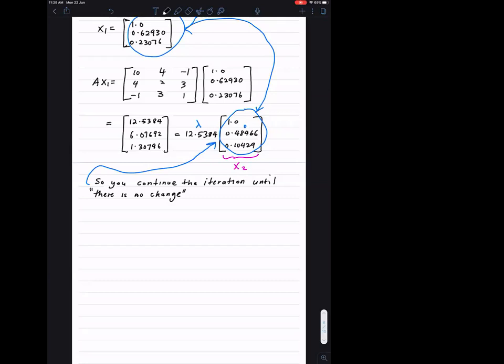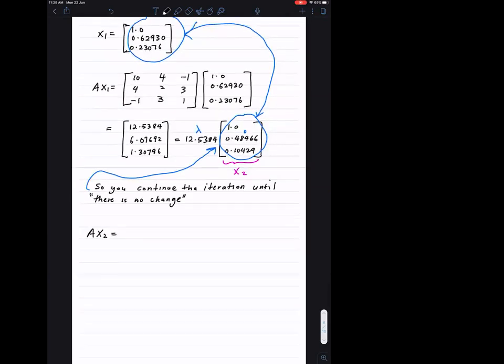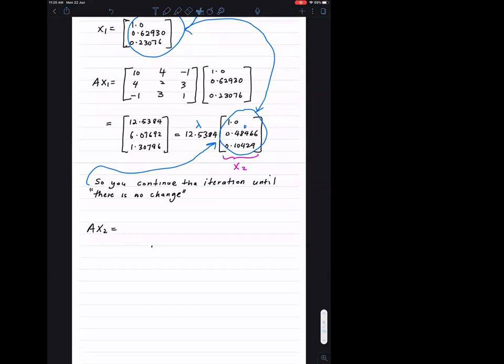No, sir. Okay. AX2, same thing again. Lazy lecturers, they don't like to write a lot, so that's why I copy and paste.